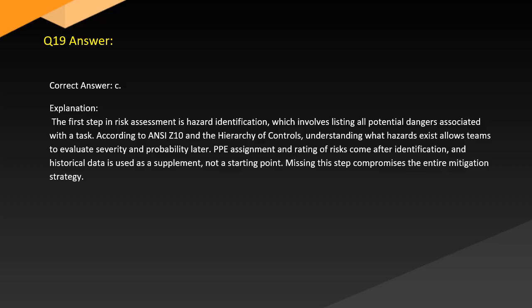Answer. Correct answer: C. Explanation. The first step in risk assessment is hazard identification, which involves listing all potential dangers associated with a task. According to ANSI and the hierarchy of controls, understanding what hazards exist allows teams to evaluate severity and probability later. PPE assignment and rating of risks come after identification, and historical data is used as a supplement, not a starting point. Skipping this step compromises the entire mitigation strategy.